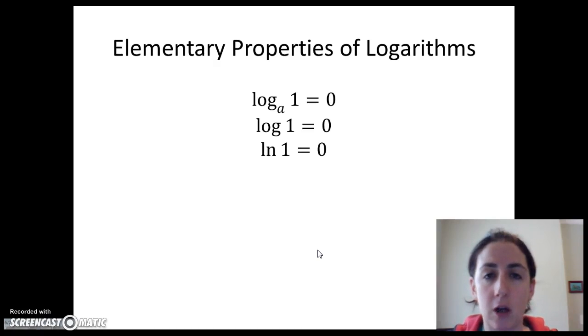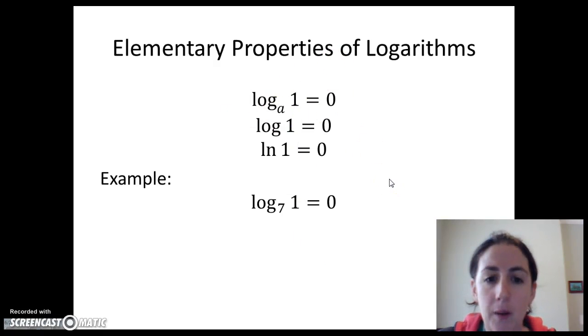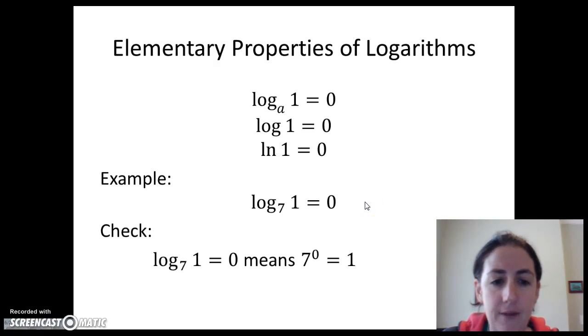And for the natural log, we'd say the natural log of 1 equals 0. Let's see why. So for example, log base 7 of 1 is equal to 0, following this property right here. But why? Well, how do we write this exponentially? Here's the base, here's the exponent, here's the result. And we have 7 raised to the 0 is equal to 1.